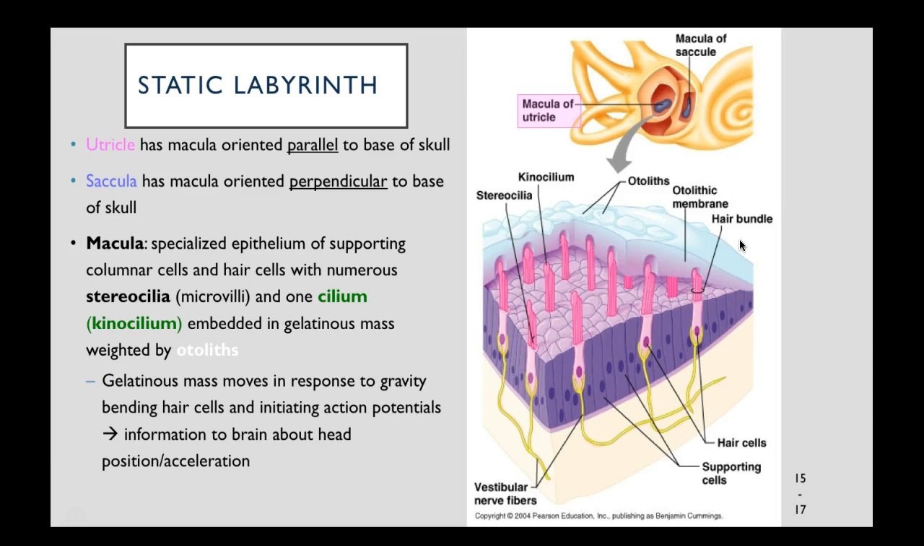What is a macula? The macula is specialized epithelium that has these columnar cells, seen in purple over here, that are going to contain hair cells with lots of stereocilia and one cilium, or kinocilium, that is embedded within a gelatinous mass weighed by otoliths. Otoliths, think of it as like a stone. The stone that you see pictured here is going to move or weigh more on one side than another, and that will help determine where we are in space.